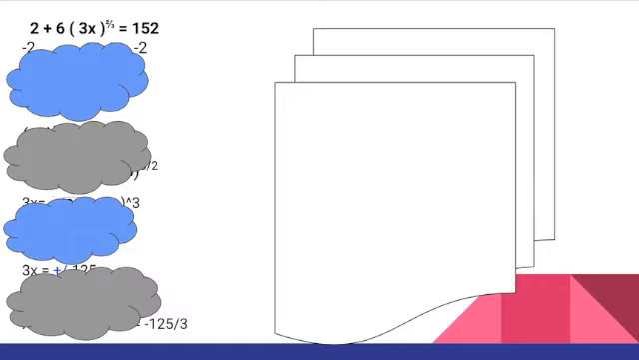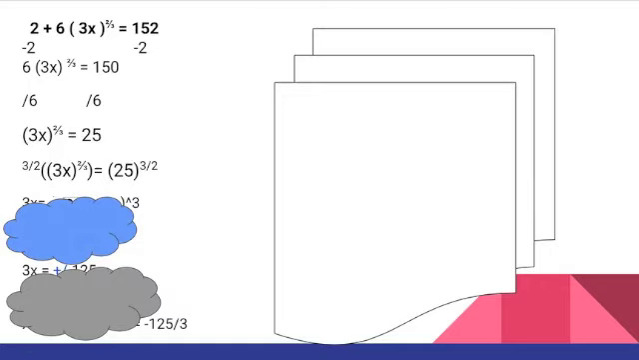This problem may look very confusing, but if you think back to the basics, it'll be quite simple. First, let's identify the base. The base is 3x, and now the power it's being raised to is the 2/3 power. First, we want to subtract 2 from each side, so we get 6 times 3x to the 2/3 power equals 150. Then we want to divide each side by 6.